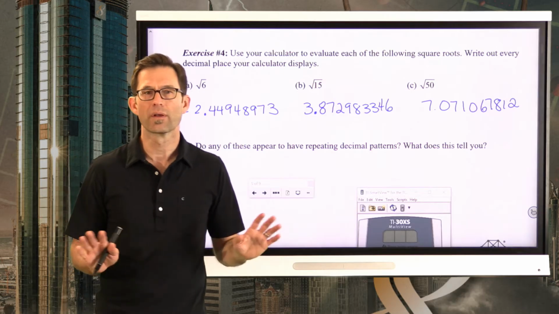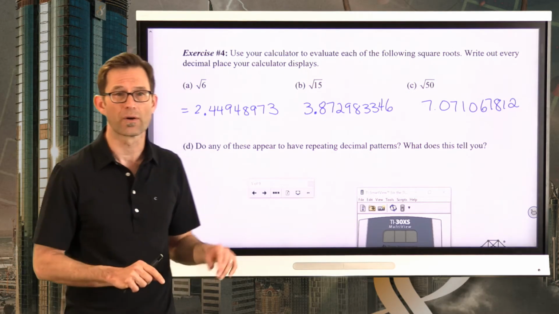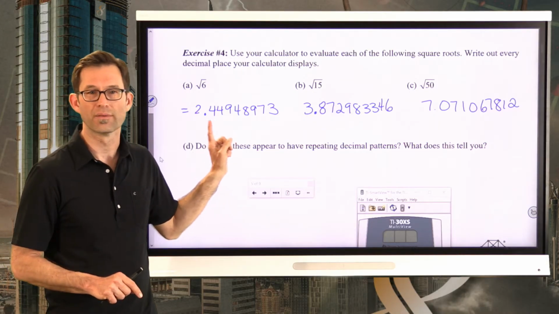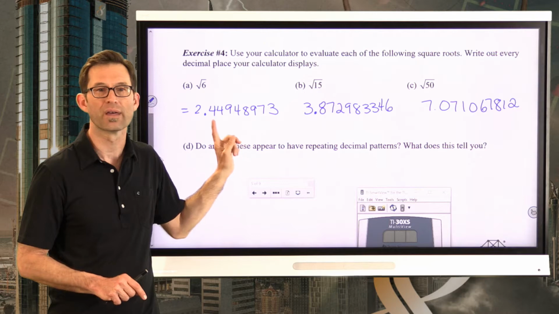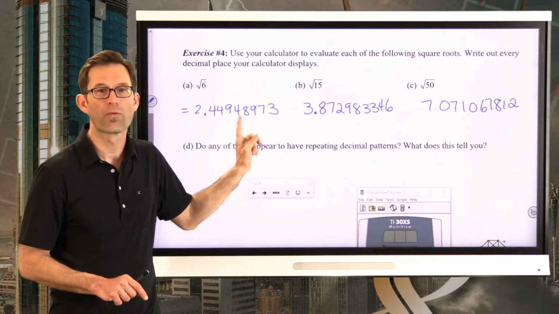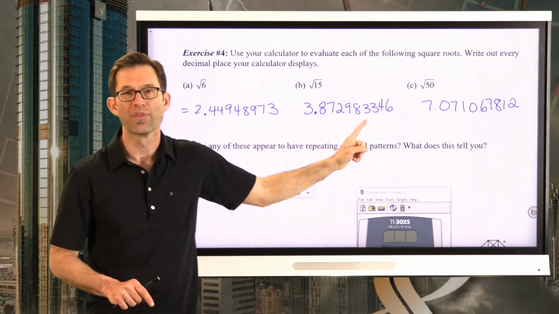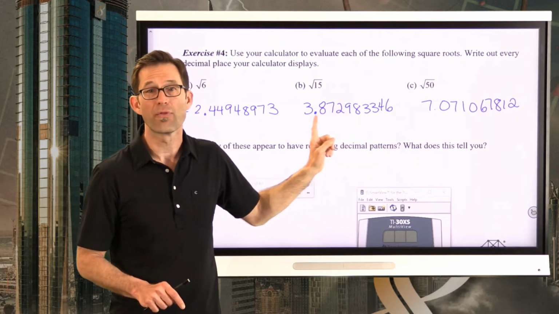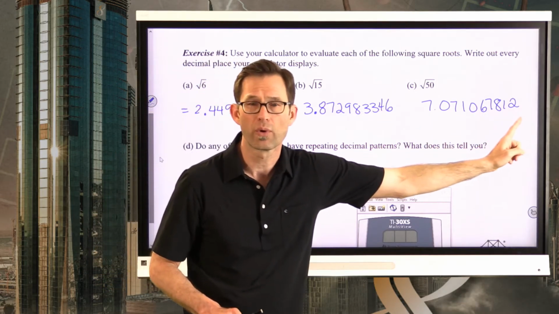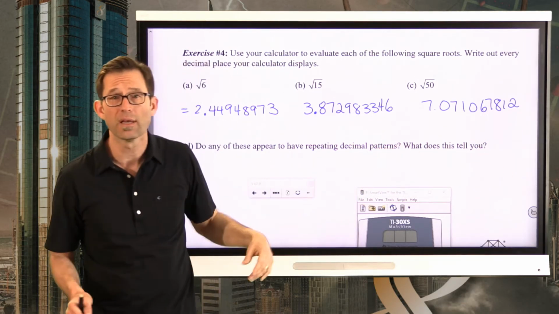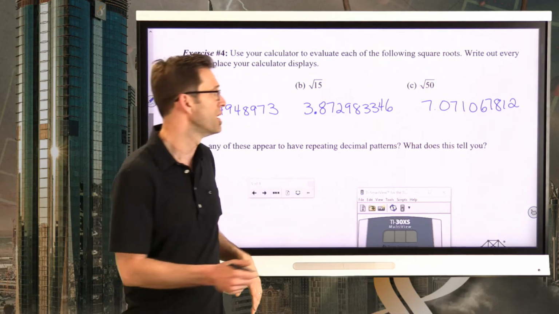Now, I just want to be very clear about repeating decimal patterns. You probably already understand this, but just to be clear, I've got a 4 that repeats here, but that's not a repeating decimal pattern. A repeating decimal pattern would have been if it was like 0.449449449449, right? Same thing here with the double 3s. If it had been 3.872983333333333333, yeah, that's a repeating decimal pattern. Same thing here, except there's absolutely nothing that particularly repeats there.